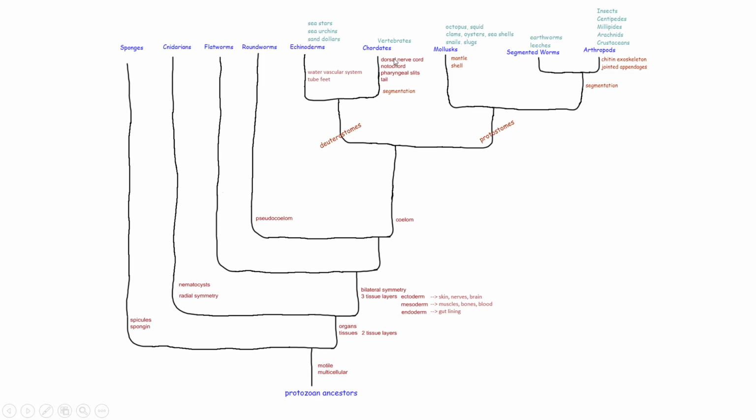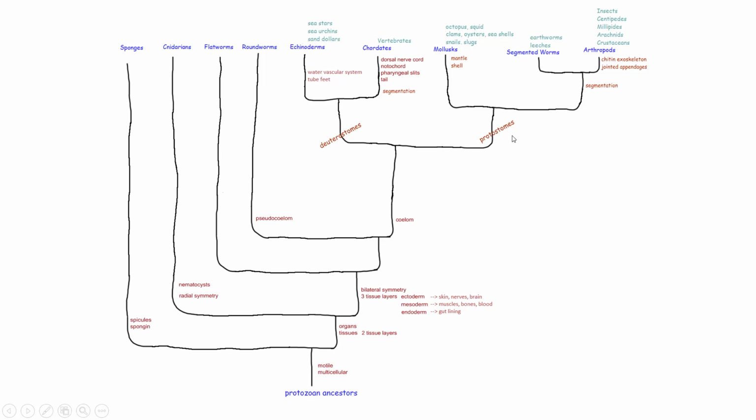But the defining features of chordates are that they have a dorsal nerve cord, so that's the spinal cord that runs down your back, a notochord, which is a cartilaginous rod that develops and later is replaced by the vertebrae bones, pharyngeal slits, which are slits in the pharynx or the throat area, which in some chordates, like fish, become the gill slits, and then the tail. As long as they have those four traits at some time during their life cycle, they're classified as chordates.